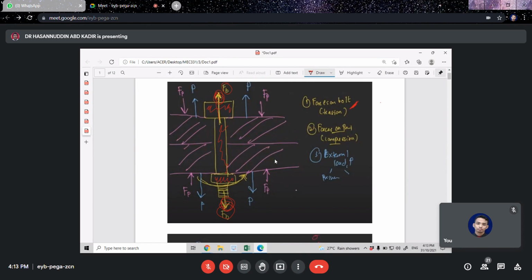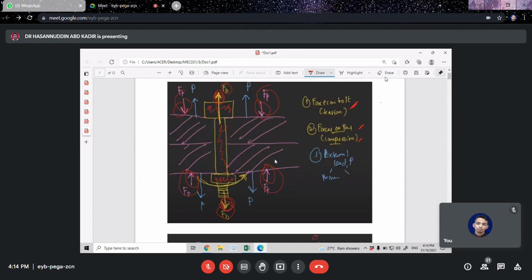Then another one, you can have the force on the part. This one, force on the part. So when you tie up your bolt and nut here, then you have another force we call the force on the part. That basically is always in compression. You see this direction, they're always in compression. So please remember for the bolt, always in tensile, and also for our part is always in compression.